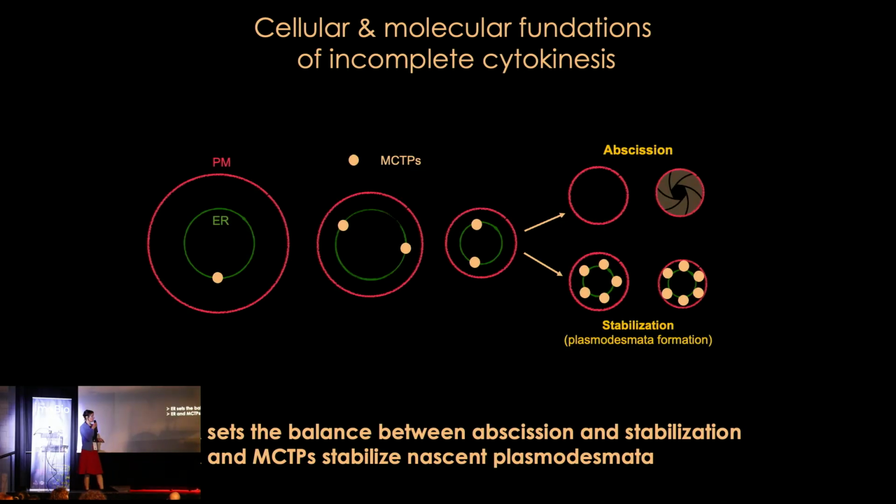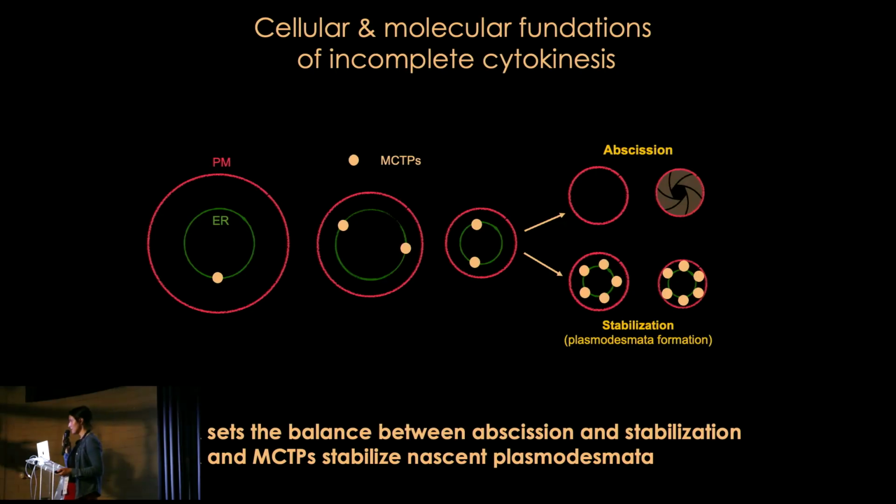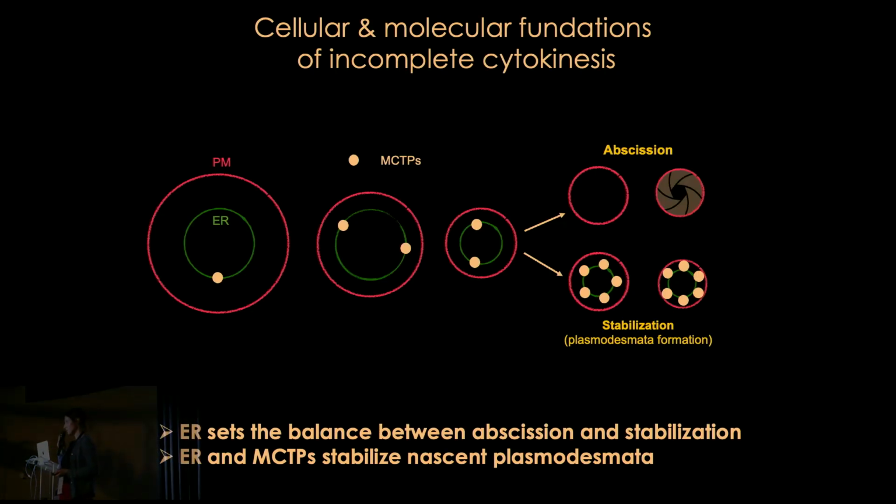So what this is telling us is that the ER sets the balance between abscission or stabilization. If you have fenestrae with no ER inside, or the ER is not being stabilized and maintained, you actually close the fenestrae. If you now maintain the ER inside, with the help of MCTP and probably other proteins, you now actually stabilize the structure and you form plasmodesmata bridges.